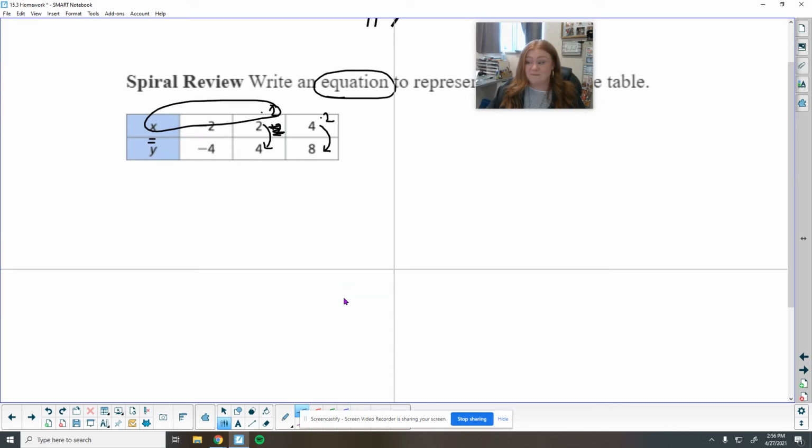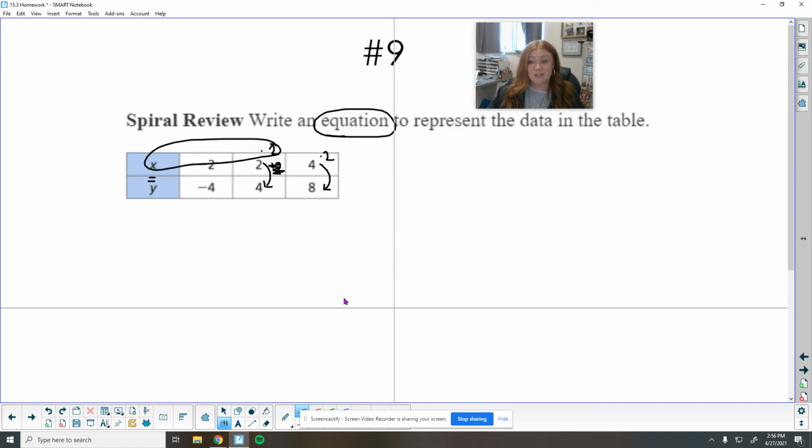So go ahead and finish up your homework. If you have any other questions on finding the mean, median, and mode, then be sure to let me know, and let's set up a time to meet together to practice those more.